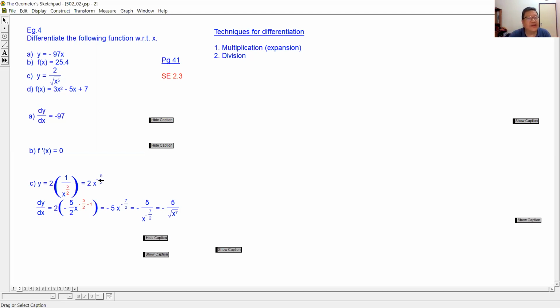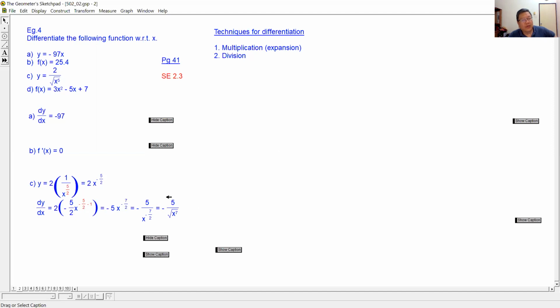So when I differentiate this, I bring the negative 5 over 2 down and leave it outside. Then the original index negative 5 over 2, I minus 1. Okay, so simplify. The 2 and 2 will cancel and it will become negative 5. Then we get x to the power negative 7 over 2. This one minus 1 is negative 7 over 2.